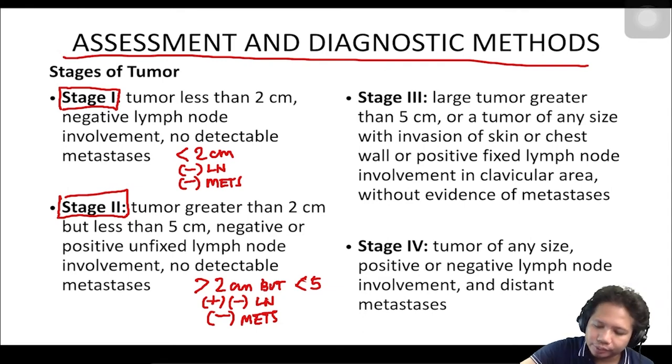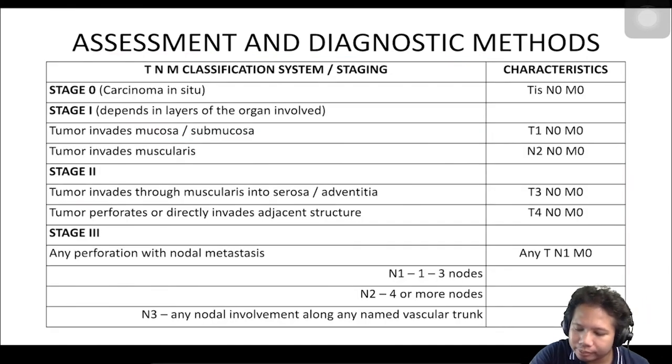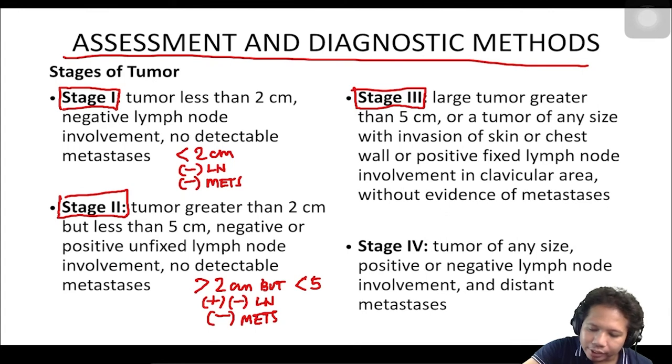Stage 3. When we say stage 3, this is usually greater than, sorry, my bad. Stage 3 is greater than 5 cm. It's already positive for lymph node involvement. And here too, still negative metastasis.